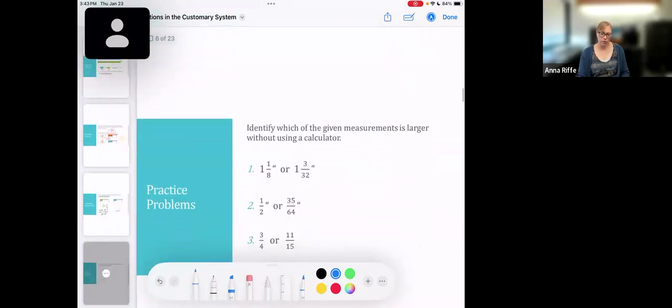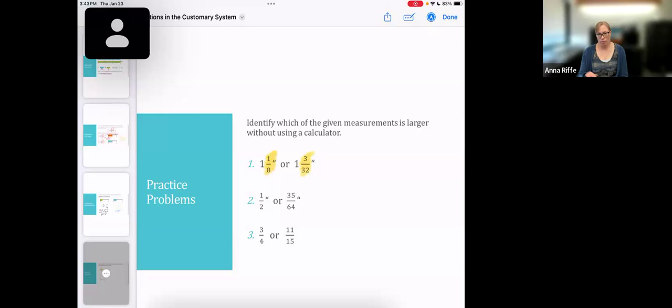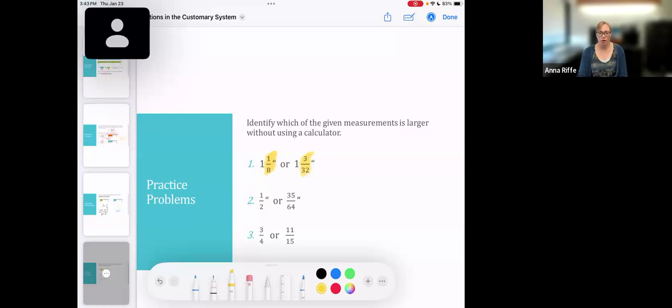Let's identify which of the given measurements is larger without using a calculator. So let's start with number 1, 1 1/8 of an inch or 1 3/32 of an inch. We're going to focus on the fractional portions of these, the 1/8 and the 3/32, because for both of them we're considering 1 full inch and then another part of an inch.